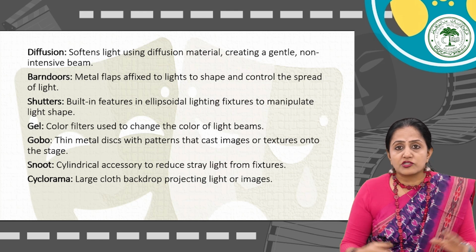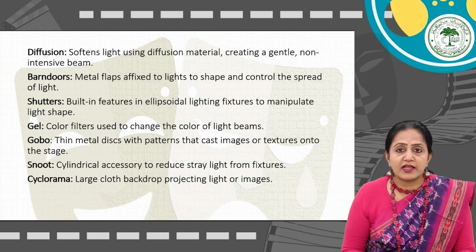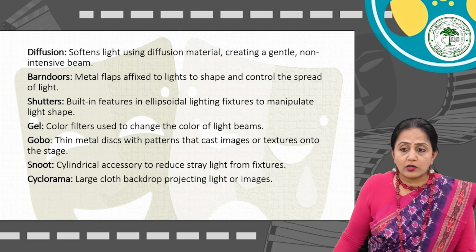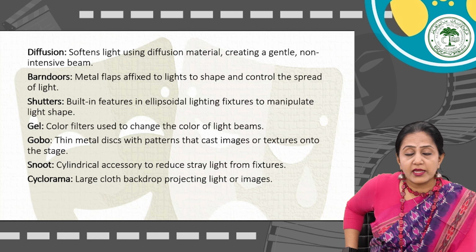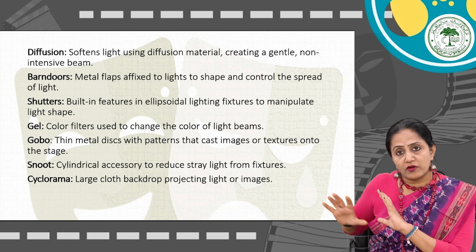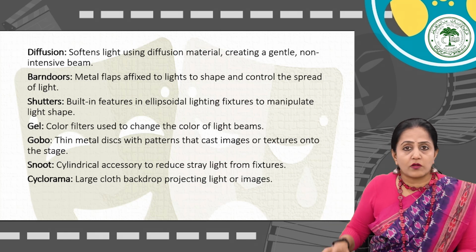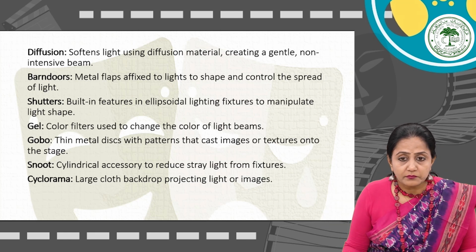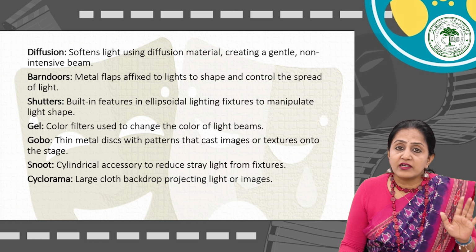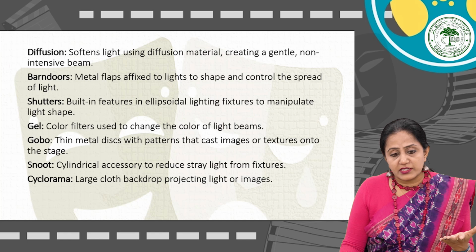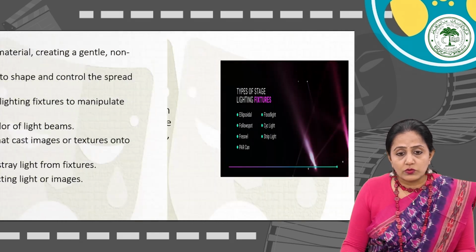Cyclorama is a large cloth backdrop for projecting lights or images. In the backdrop, when you use a cloth to project something with the help of light, that cloth is called cyclorama. So these are the different types of light. Now what are the different kinds of lighting fixtures? We have to look at those.